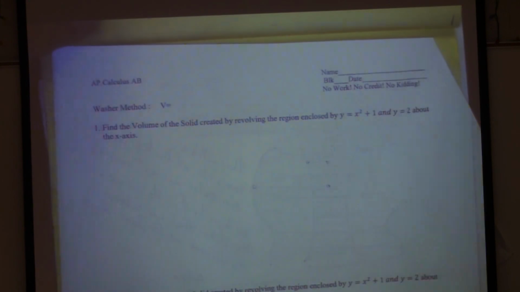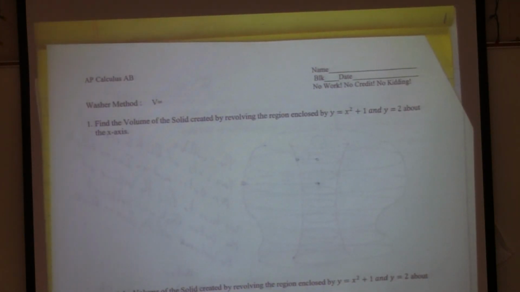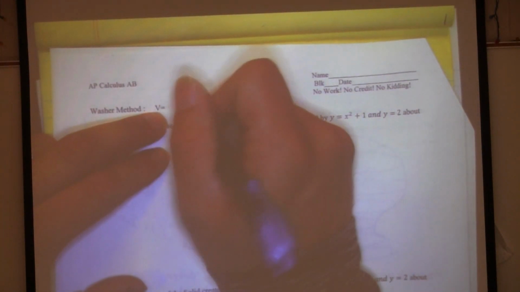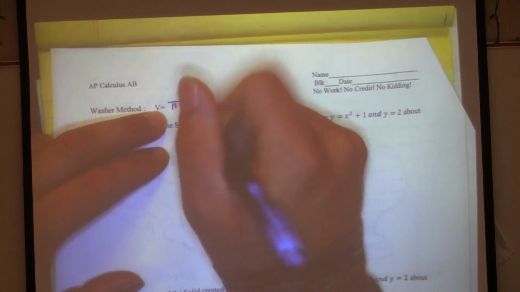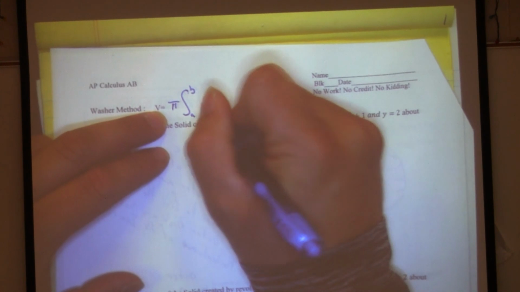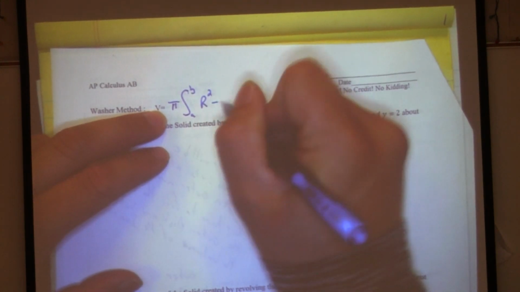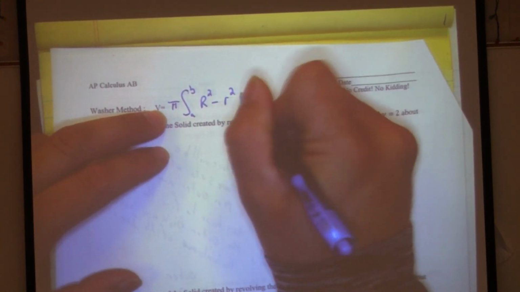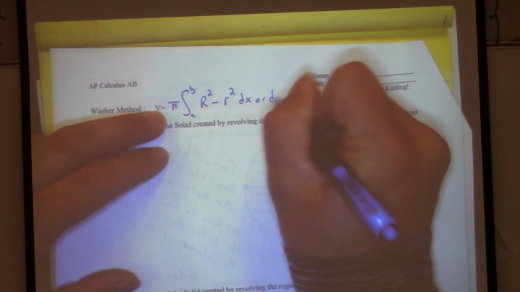Hopefully it'll make sense, but it should be easy. All it is, is a formula that you're applying. The hard part is to find the things that go in the formula. Alright, so write down the formula again. We just did it. See if you can recall it. Pi times the integral from a to b of big R squared minus little r squared, dx or dy?